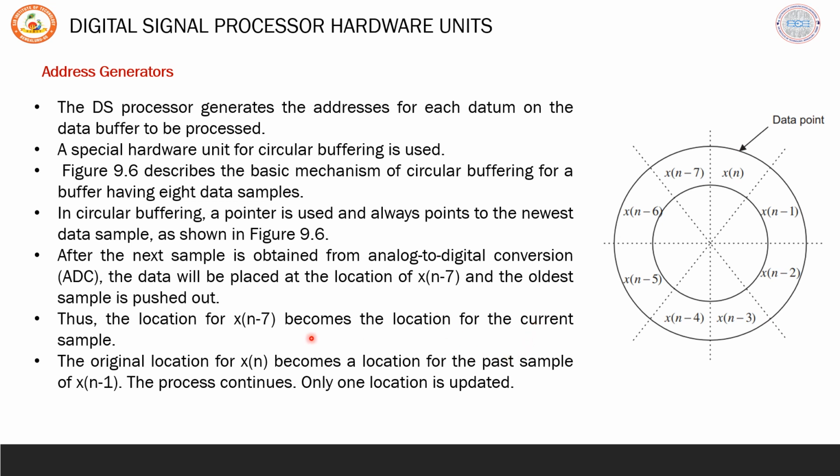The next block in consideration is called an address generator. The need of an address generator in a digital signal processor is to generate the address for the next data on the data buffer to be processed. Let us first understand what is the need for a data buffer.